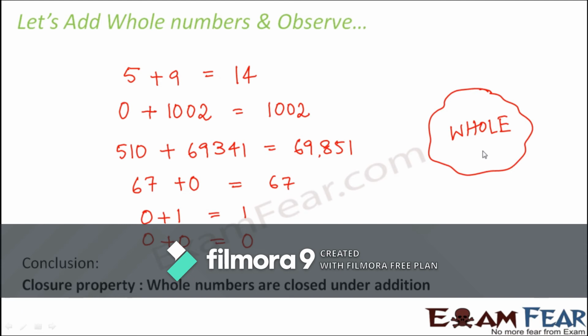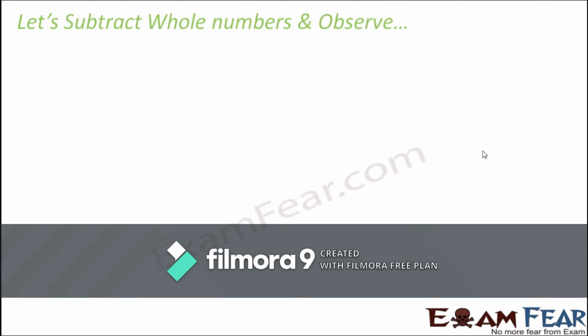Now we will try to see whether this closure property holds true for subtraction, multiplication and division as well or not. So let us try to subtract whole numbers and see. Let's say we take 16, subtract 9 from it. We get 7, which is a whole number. 1 minus 0 is 1, which is again a whole number. 0 minus 0 is equal to 0, which is again a whole number. So do you think that closure property is true for subtraction as well? You might think yes, but let me give you some more examples before you reach a conclusion.